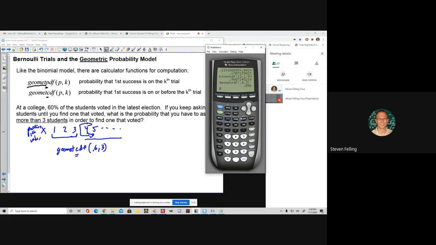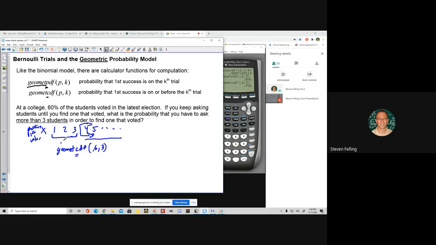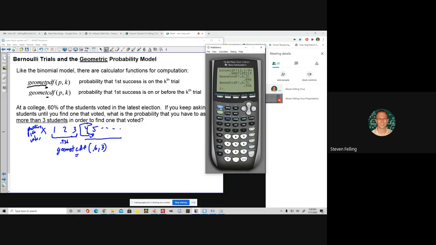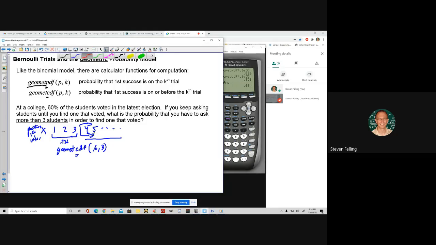But there is a geometric CDF right at the very bottom, right? Probability of voting 60%, up to and including the third. That means there is a 0.936 chance of finding a voter within the first 3 students, and therefore we take 1 minus that probability. So the probability we're after is 1 minus 0.936, which would be 0.064. So there's only a 6.4% chance that we have to ask more than 3 students before we find a voter.